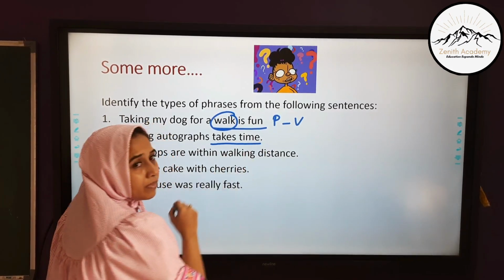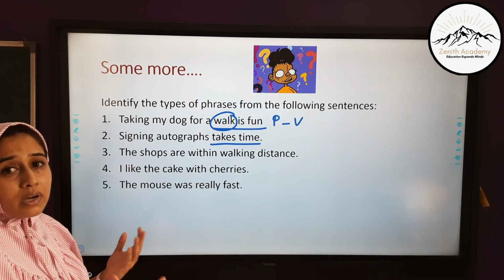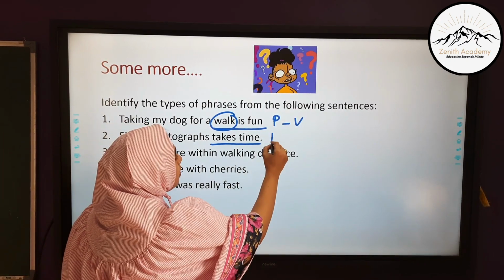Signing autographs takes time. Takes time. It is related to time. It is showing how, the manner. So it is the adverb phrase.